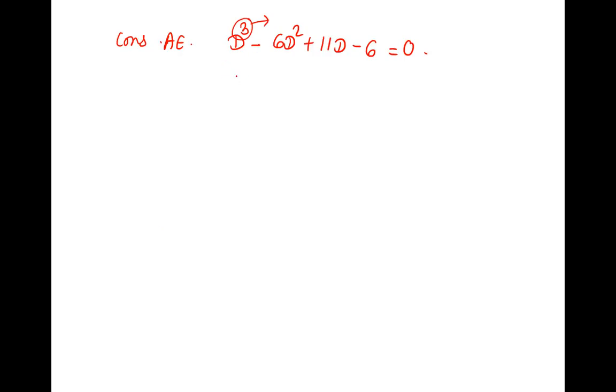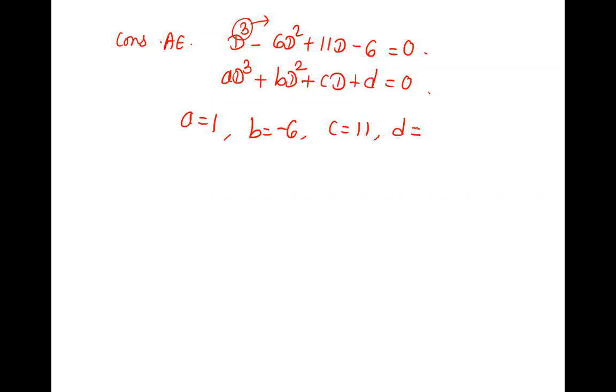Where do we compare this equation with? A D cube plus B D square plus C D plus D equal to 0. So A is 1. Compare: B is -6, C is 11. And what is D? Minus 6. Very good. So for A, write 1 and equal. Then B, write -6 and equal. 11 equal and -6 equal.